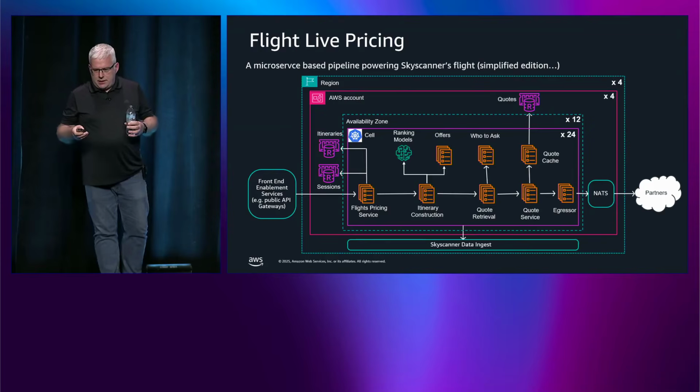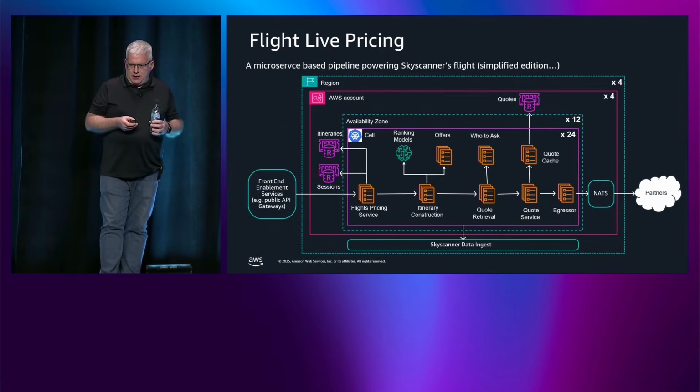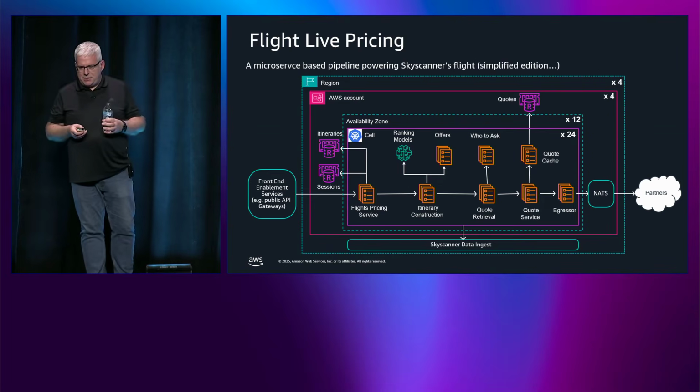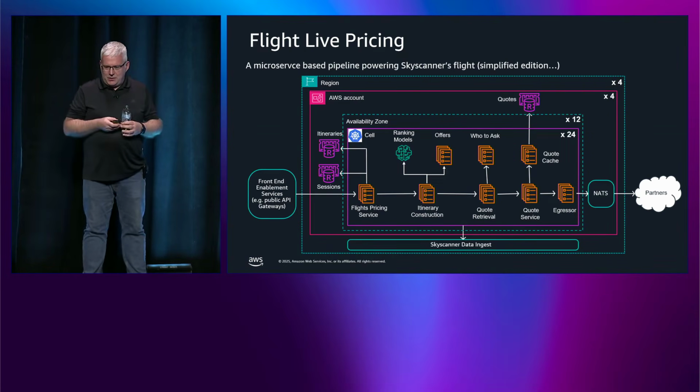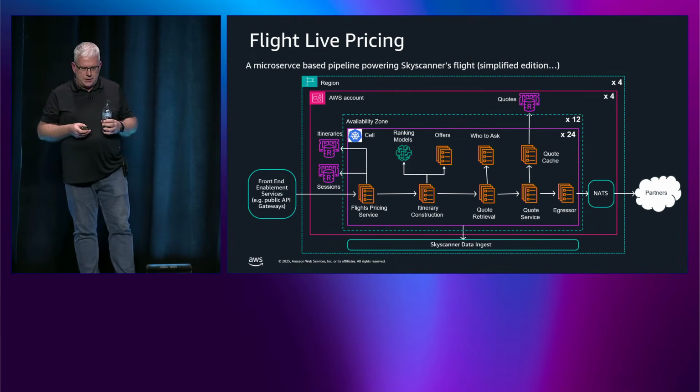So bringing this together, flights live pricing is a microservice architecture. The diagram there is considerably simplified from what it actually is, but it will give you a hint of how it all hangs together. So we have sessions. We have flights pricing service, which is where the traffic comes in. You'll see the caches in use there, essentially caching your session for your search.